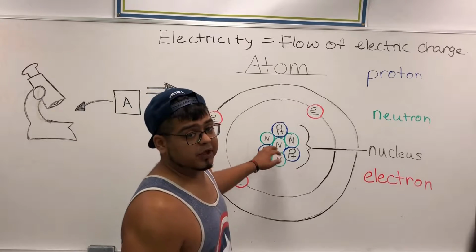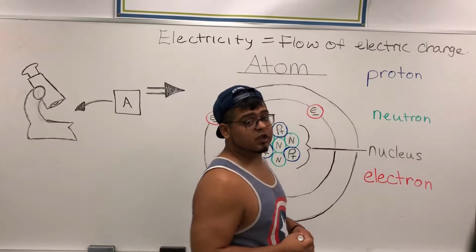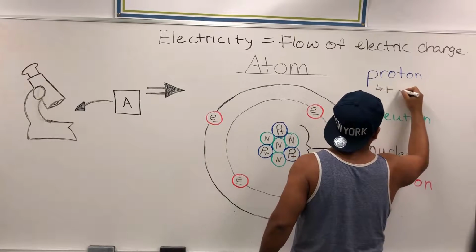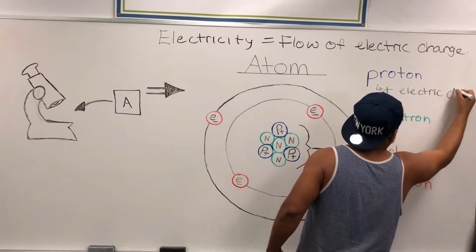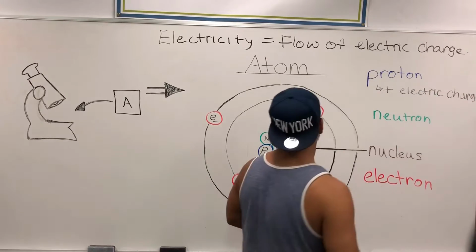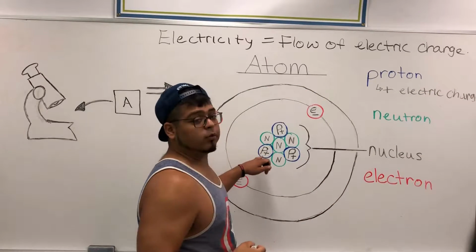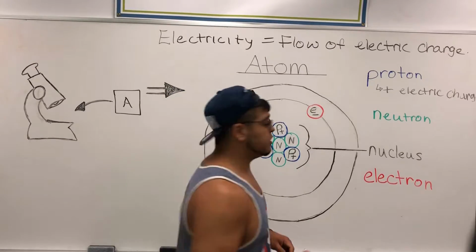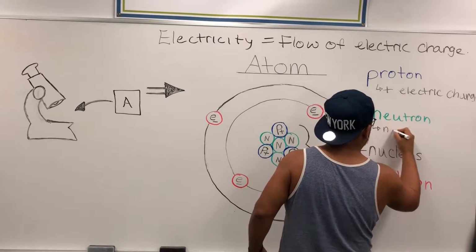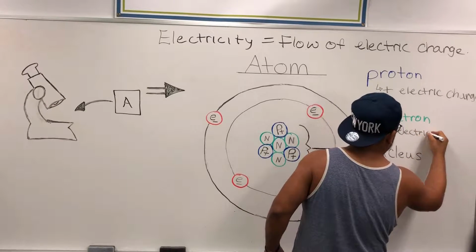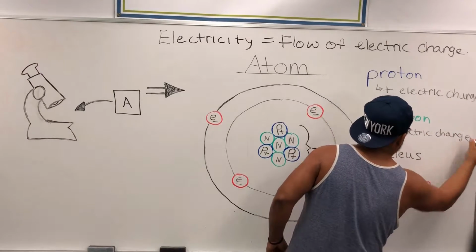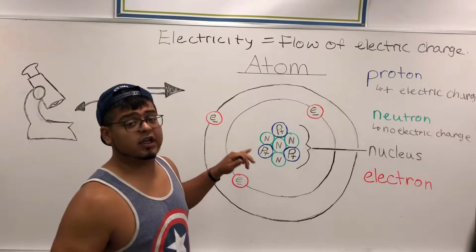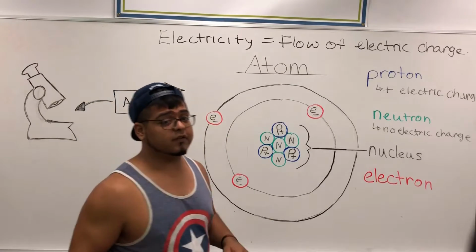Protons are labeled with the P and a positive sign because protons have a positive electric charge. And neutrons are labeled with an N. They are actually electrically neutral, so they have no electric charge. And electrons are labeled with an E and a negative sign because they have a negative electric charge.